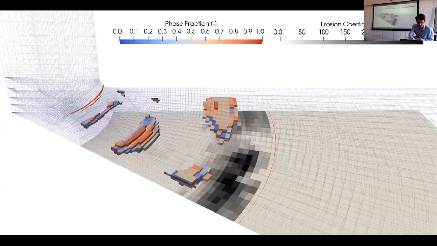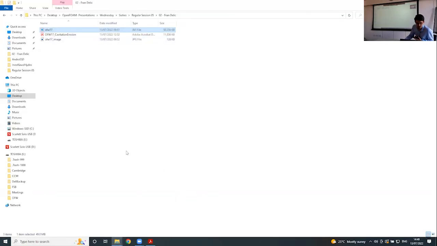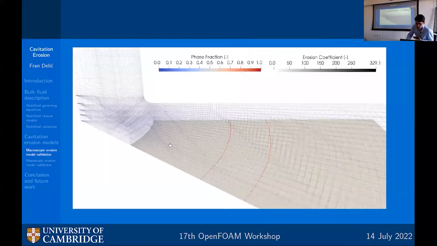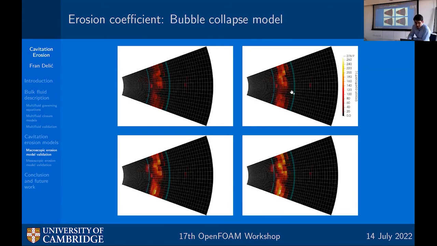But if simulation is done for enough time, we get some nice results. This is the evolution of the erosion coefficient at four different times using the microjet models. Again, the blue lines highlight the approximate borders where cavitation erosion is seen in experimental results.